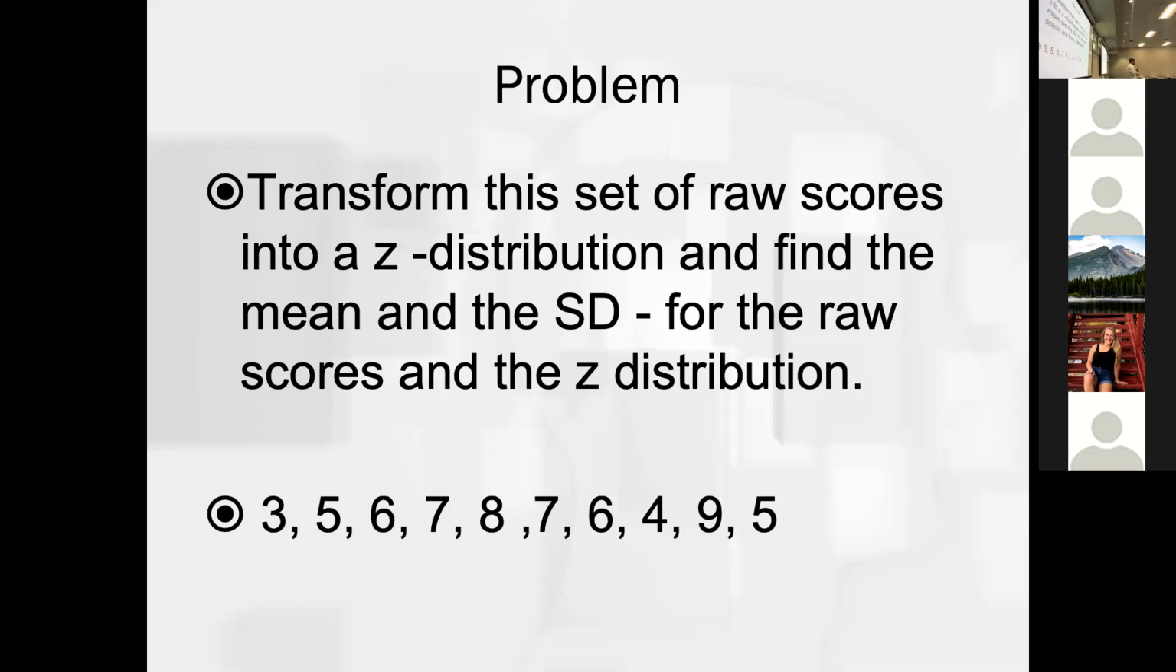All right, so I want you all to work on this problem here. Transform the set of raw scores below into a z distribution, and you're going to have to find the mean and the standard deviation for the raw scores and each of those points. So go ahead and take a couple minutes, and then we will do it together.